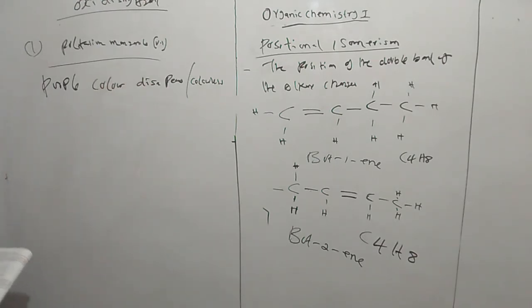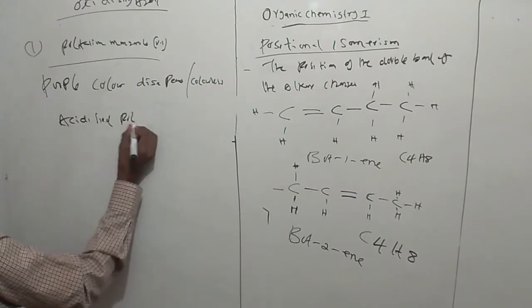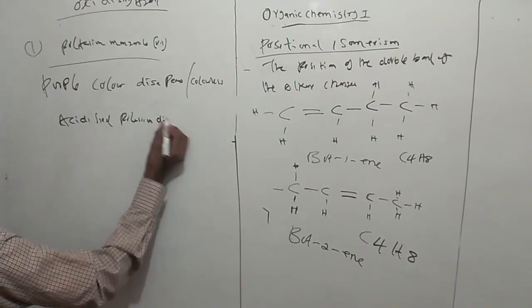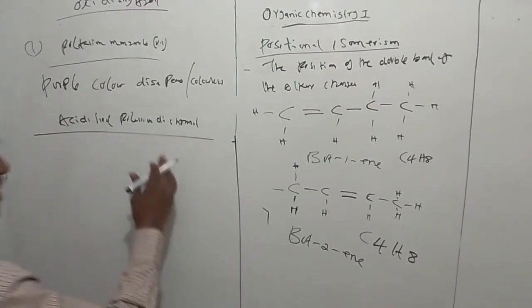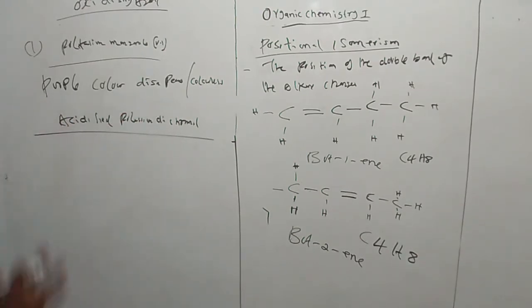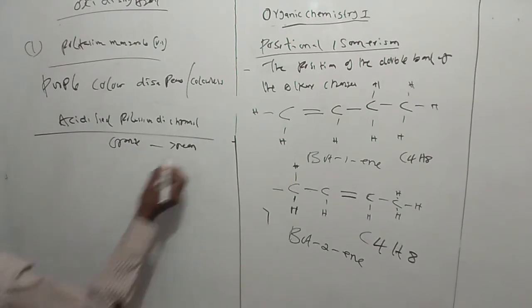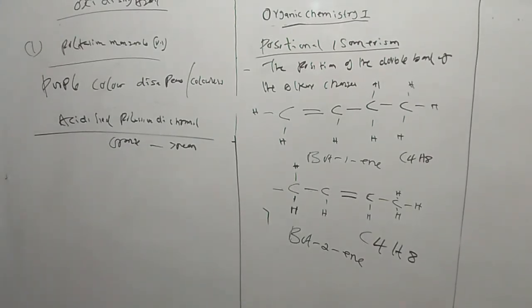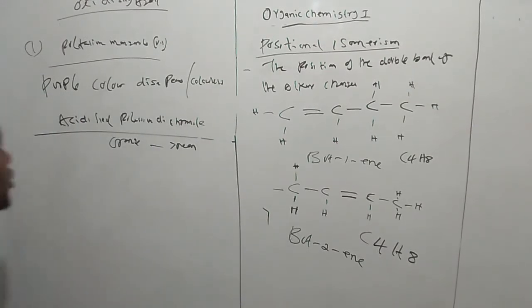The same with acidified potassium dichromate 7. For this case, the alkene can turn acidified potassium dichromate 7 from orange to green. From orange to green. That's why we can say this is an oxidizing agent. That's all about the potassium manganate 7 and the acidified potassium dichromate 7.